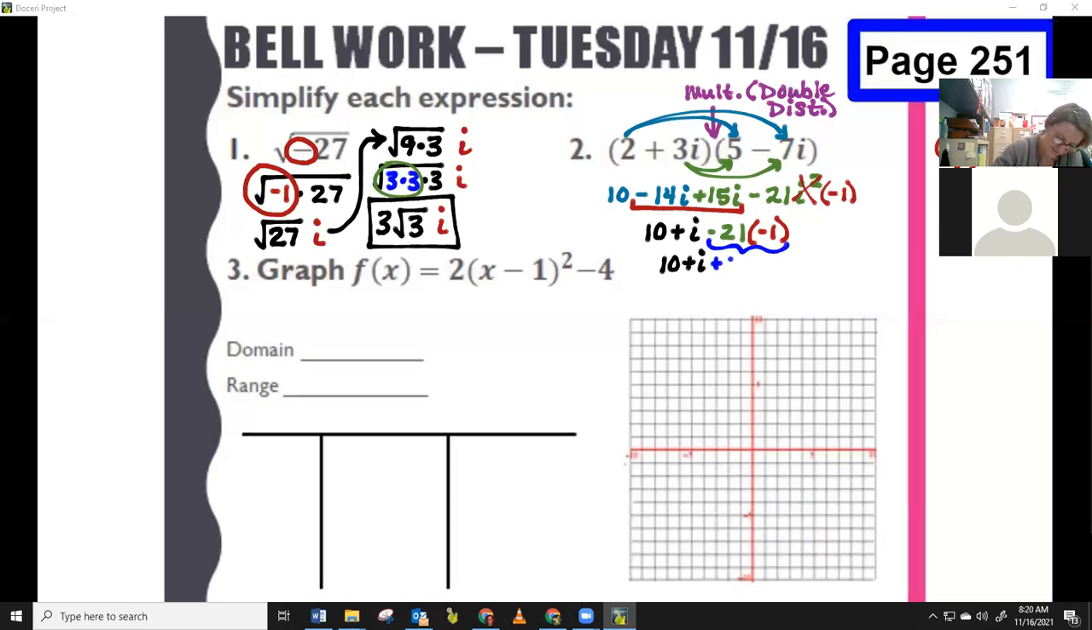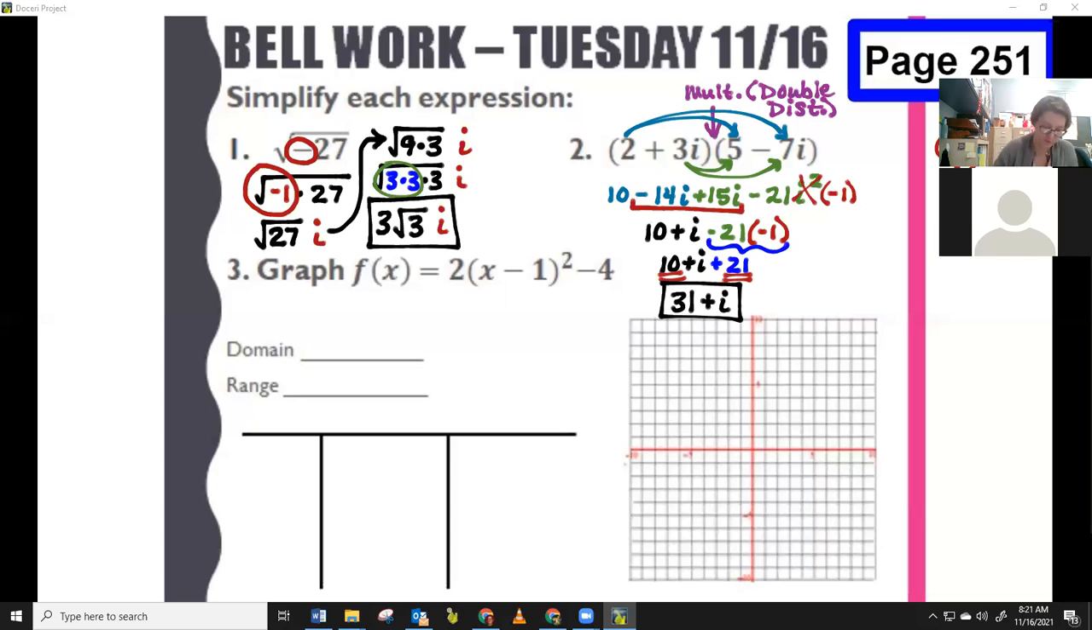Then you could do 10 plus 21, which would be 31. Yes, we're going to combine these two like terms. When we combine like terms together, we're always only adding or subtracting there. And so the 10 plus 21, I get 31, absolutely correct, plus i. Beautiful. All right, that puts us now to number 3.